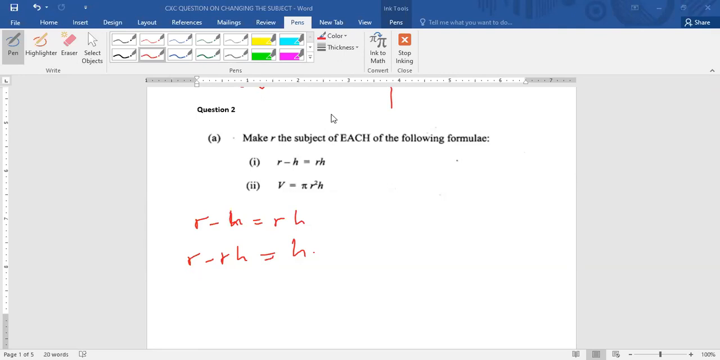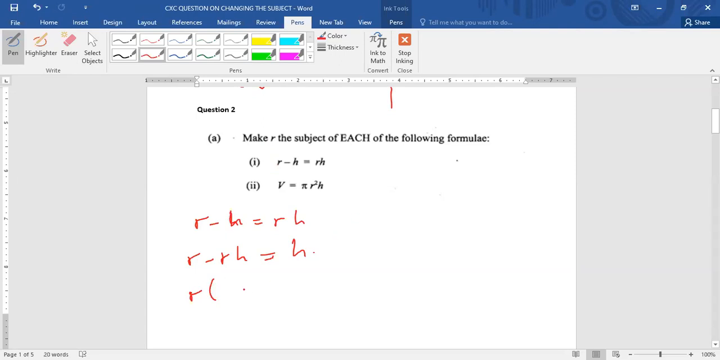So how do we factorize now? We want to make R the subject. We factorize for which letter? R. So R, opening bracket. R going to R will give me what? R going to R will give me what? R.